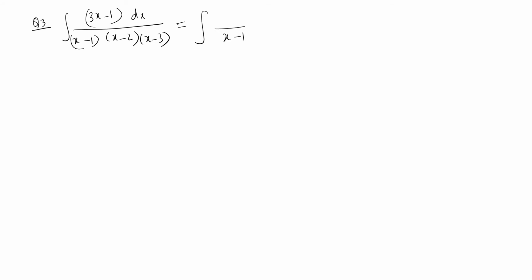1 upon x minus 1 plus 1 upon x minus 2 plus 1 upon x minus 3, times dx. Now what will come in the numerator? That will be the values of a and b. And how will I get them? So firstly put x minus 1 as 0. That means x equal to 1. So where should I put?